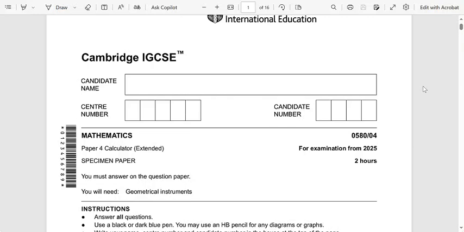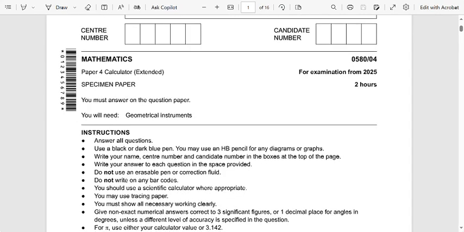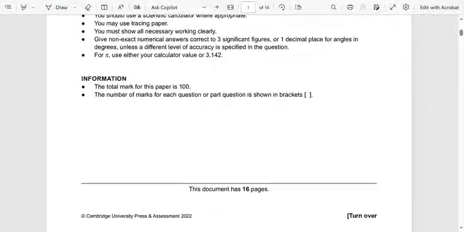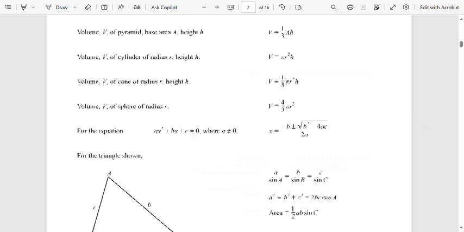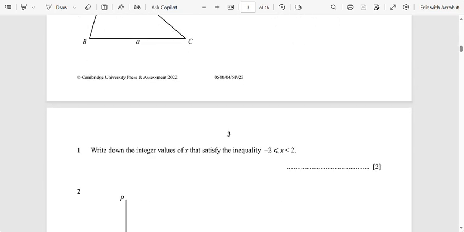So today we are looking at specimen paper 4 calculator version for examinations from 2025, and the paper is 2 hours long. Without further ado, let us look at question number 1.